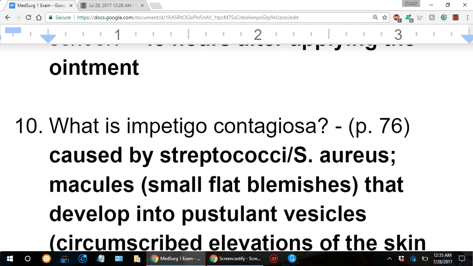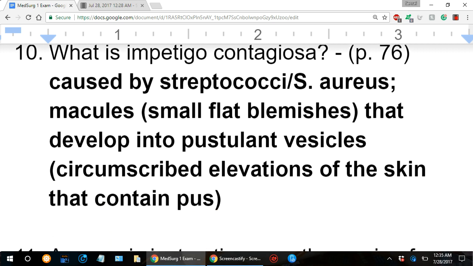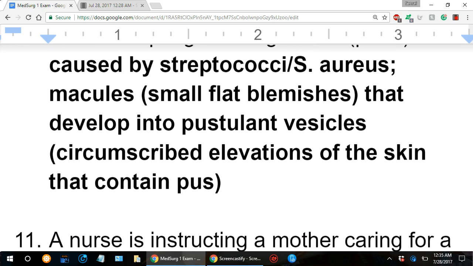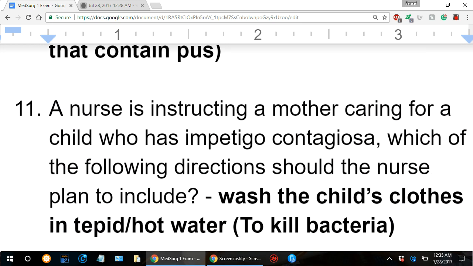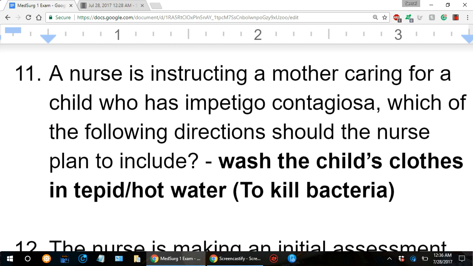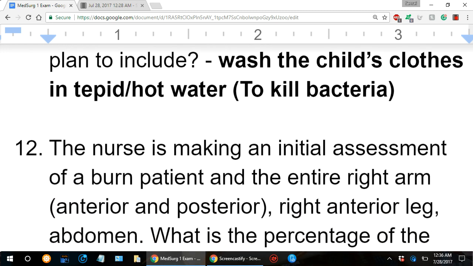What is impetigo contagiosa? It's caused by Staphylococcus aureus that develops into pustular vesicles. A nurse is instructing a mother caring for a child who has impetigo contagiosa. Which of the following directions should the nurse plan to include? Wash the child's clothes in hot water. This is to kill bacteria.